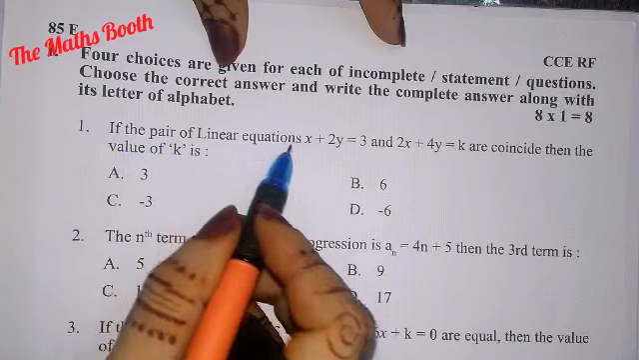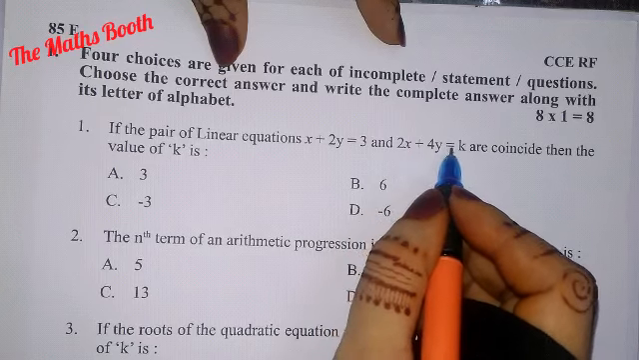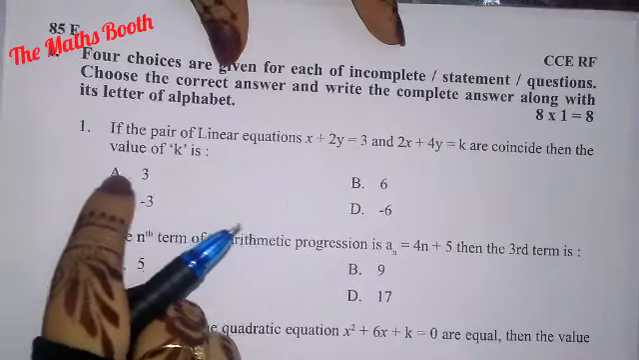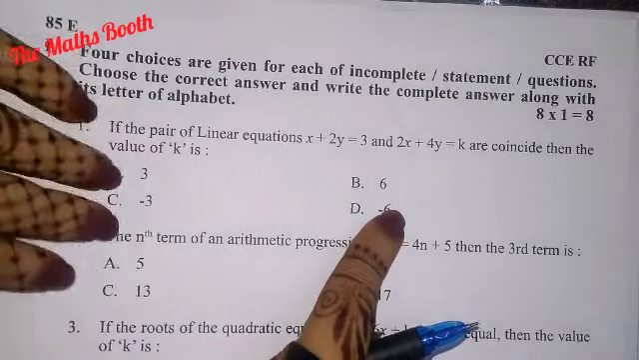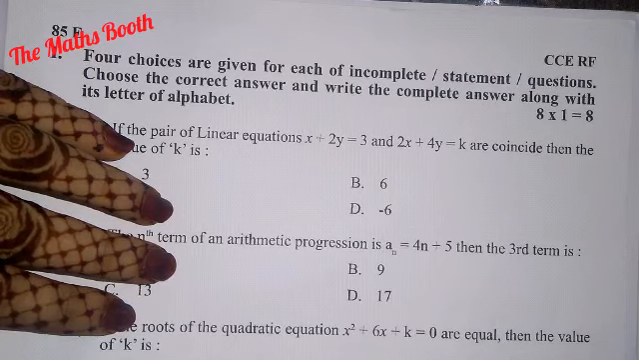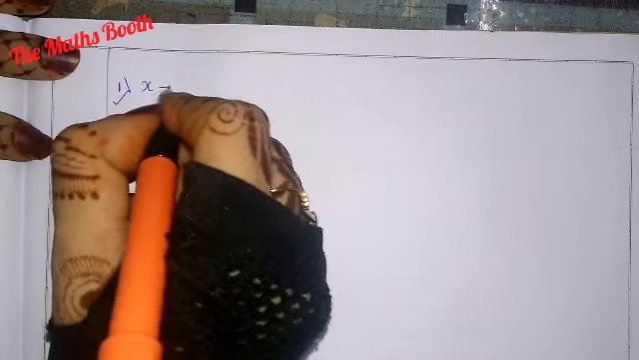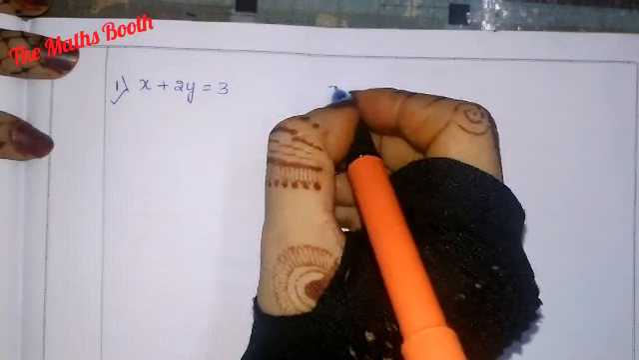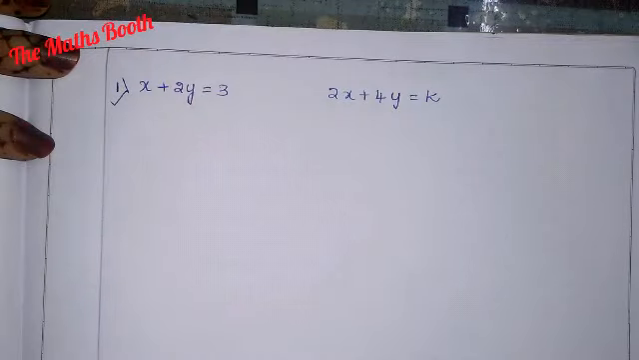If the pair of linear equations x plus 2y is equal to 3 and 2x plus 4y is equal to k coincide, then the value of k is: option A 3, B 6, C minus 3 and D minus 6. So we have to find which is the correct option among this. So let me write the question. First one, x plus 2y equal to 3 and 2x plus 4y equal to k. Find the value of k.